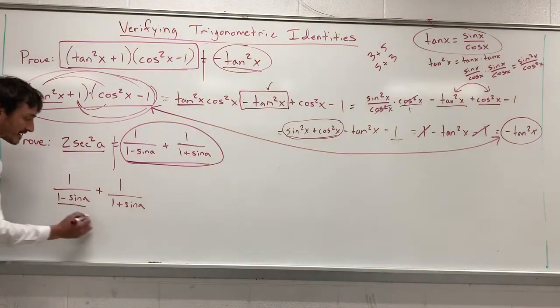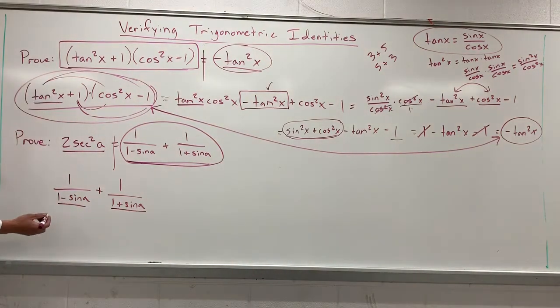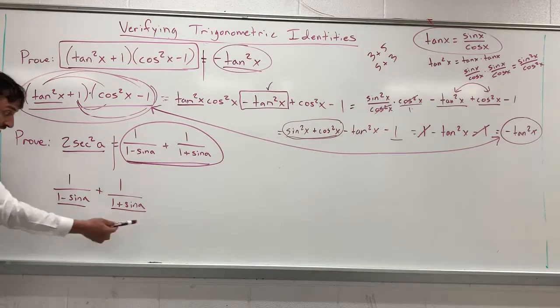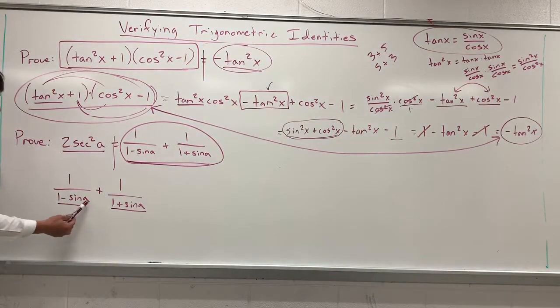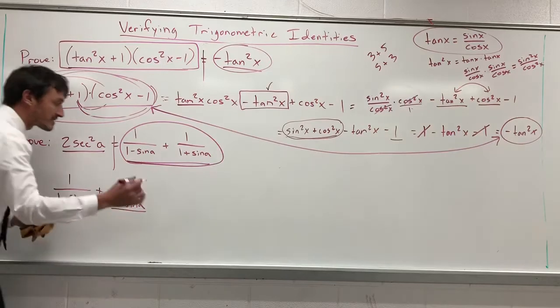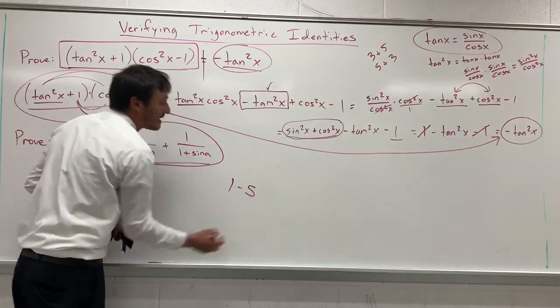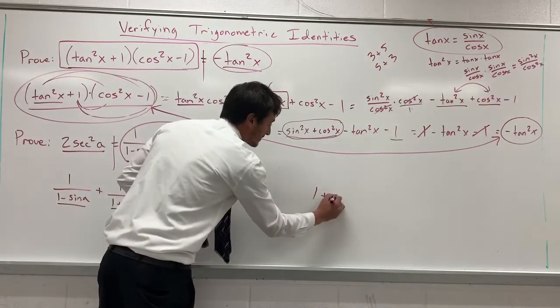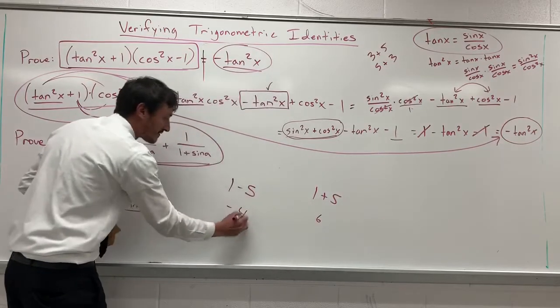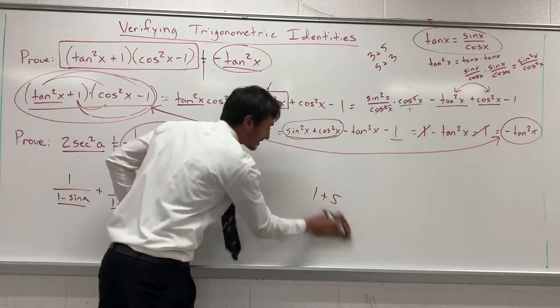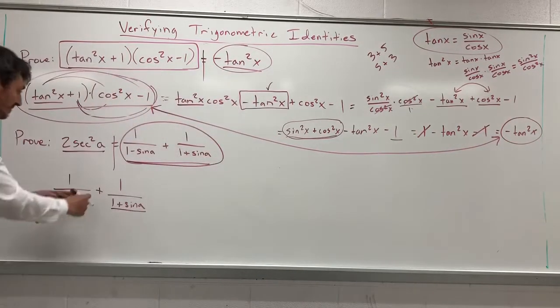All right, we want these denominators to match. Now, they do not match, although they look very similar. 1 minus sine A is different than 1 plus sine A, just like 1 minus 5 is different than 1 plus 5. This is 6 and this is negative 4. They are not the same thing. So make sure that you do understand that these are completely different values.